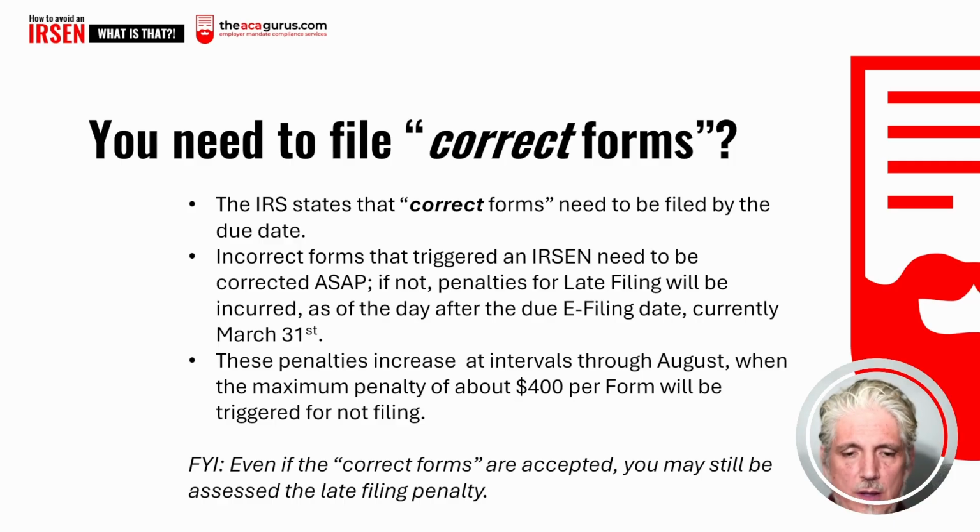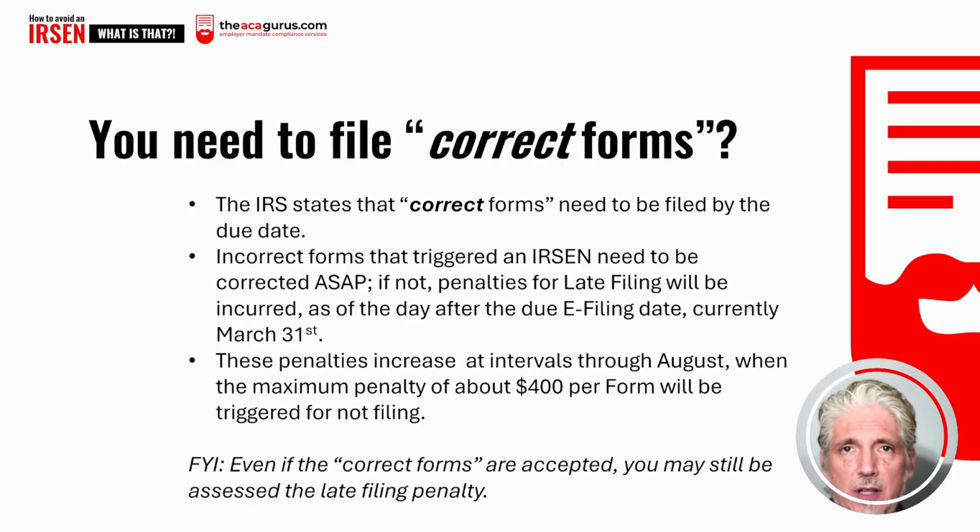In other words, you want to get those corrections done right away because you don't want those penalties to increase. And well, what are the increasing intervals? After 30 days, right now the deadline to e-file your 1095s is March 31st, but it might change. So they give you 30 days after the deadline, and then another 60 days. But then after August 1st, the penalty maxes out at around $400 per form. Okay, and that can add up.